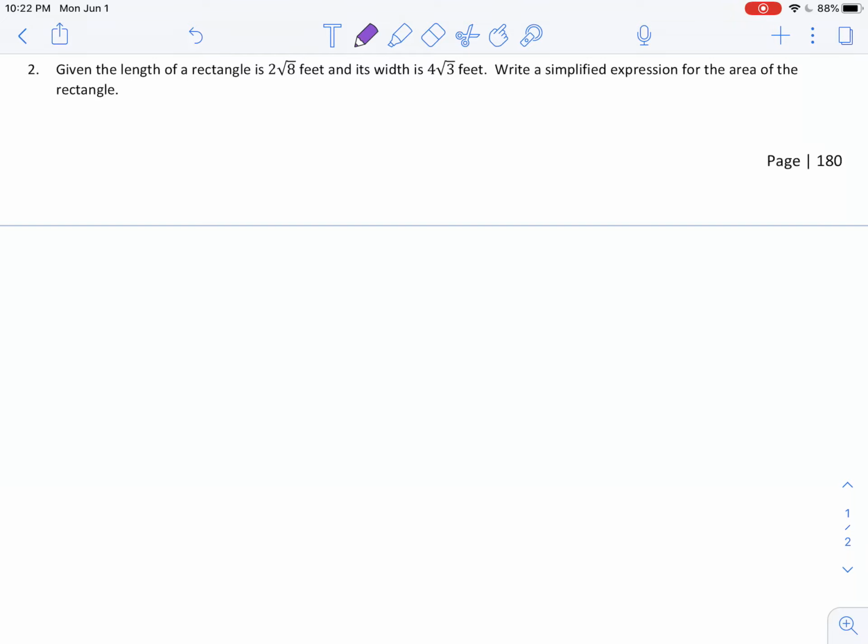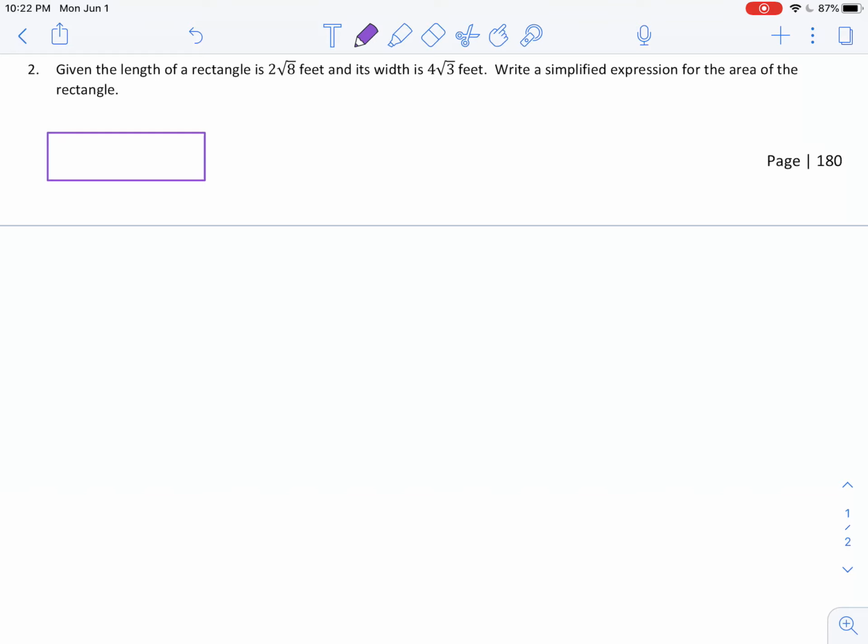Last example of the notes, we're finally to example 2. Given the length of a rectangle is 2 square root 8 feet and its width is 4 square root 3 feet, write a simplified expression for the area of the rectangle. So I'm going to sketch this for us just so we can visualize what's going on here.